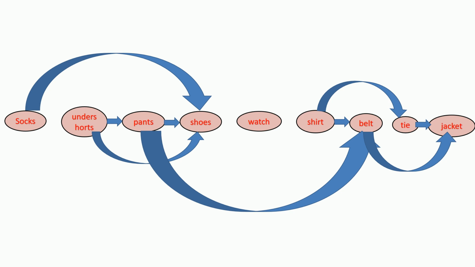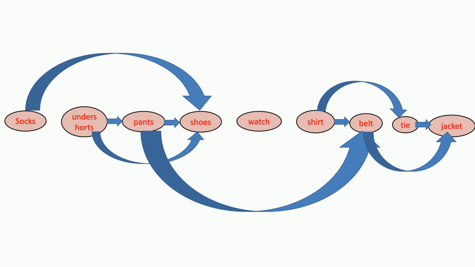Now some vertices or events in our graph may appear in any order. For example, here watch appears in the middle of the sorting, but it can appear anywhere in this sorting. It can appear at the beginning, it can appear at the end, and it can appear anywhere in this sorting. Now let's see how we can use DFS, or depth-first search, to arrange our graph in this topological order.